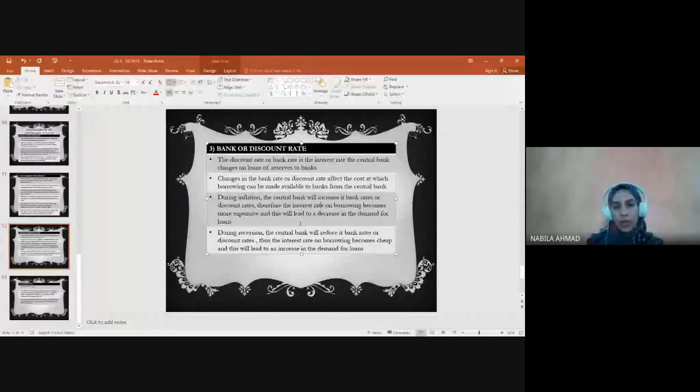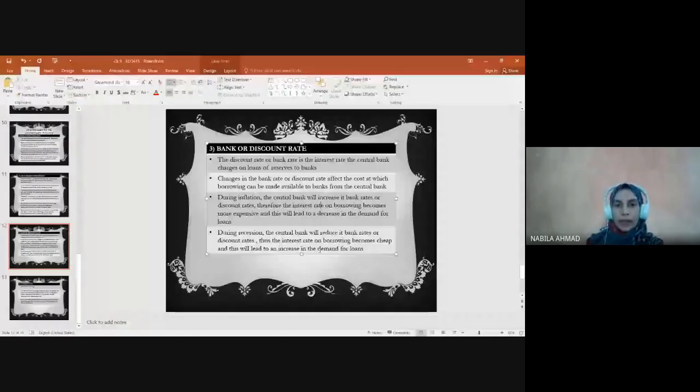Kalau during recession pula, central bank will reduce the bank rate or discount rate, thus interest rate on borrowing becomes cheap and this leads to an increase in the demand for loans. Maknanya during recession, bank rate ni akan dikurangkan supaya interest on borrowing tu kurang, maknanya nak bayar balik tu murah. Pinjaman tu. Jadi orang ramai akan interested untuk meminjam, so demand for loan akan meningkat, money supply pun meningkat. So ini adalah untuk bank rate ataupun discount rate.